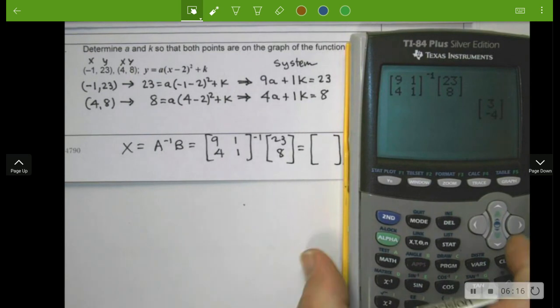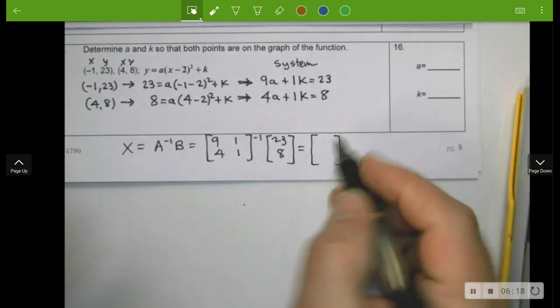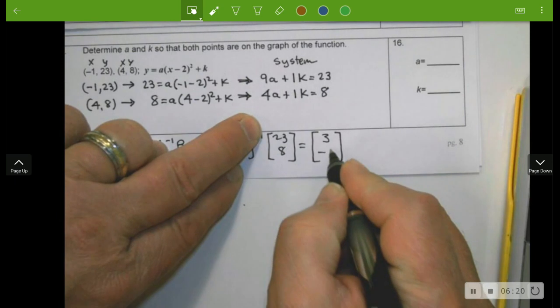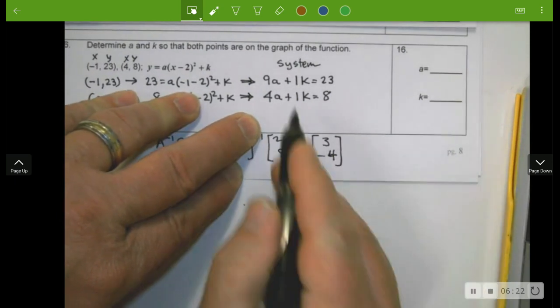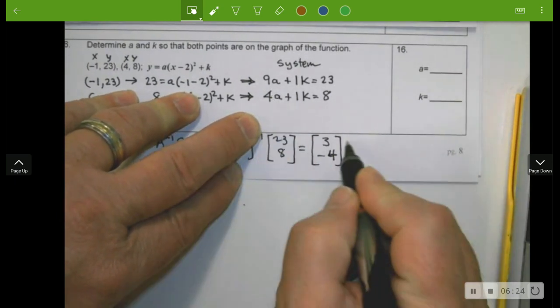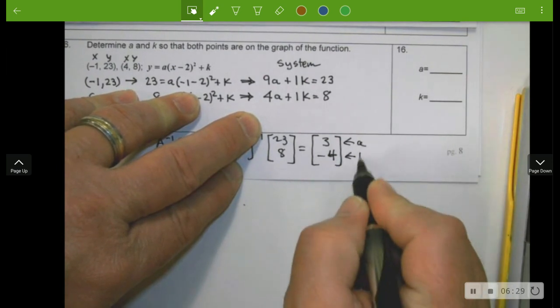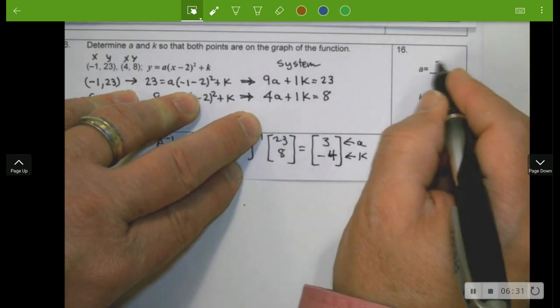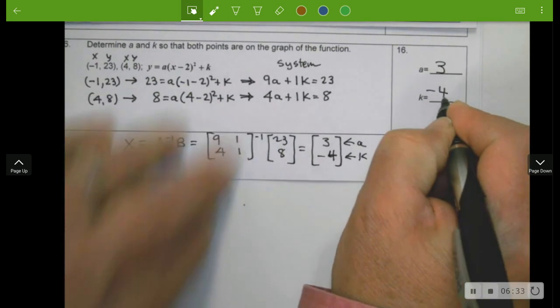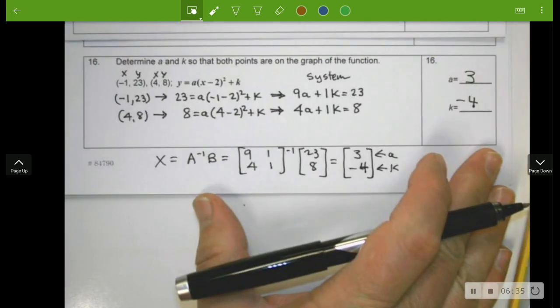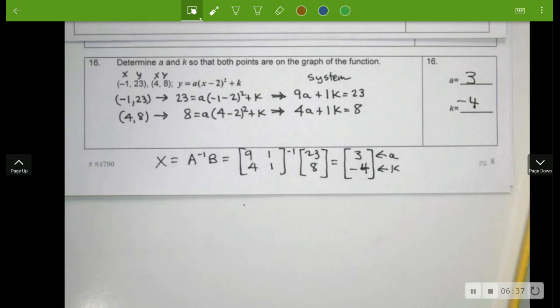3, negative 4 are the A and K values you get. Now, since A shows up first here, that'll be the top one, and K will be the bottom one. So 3 and negative 4. And that does it for problems 12 through 16 on the review.